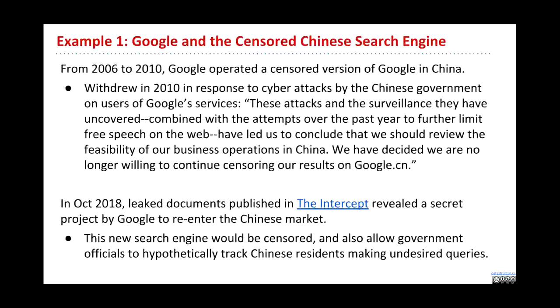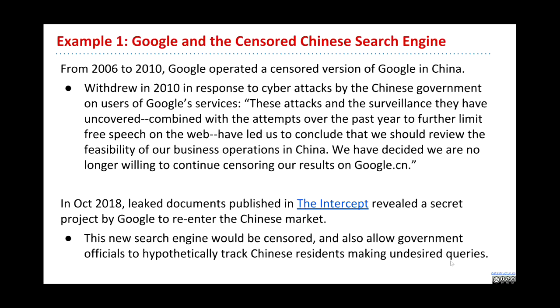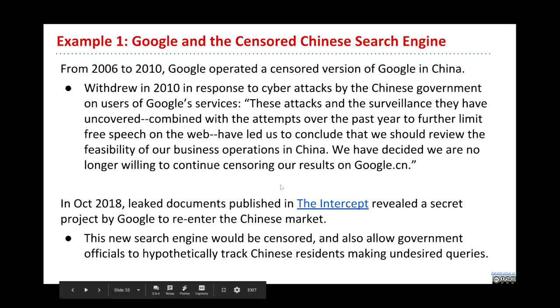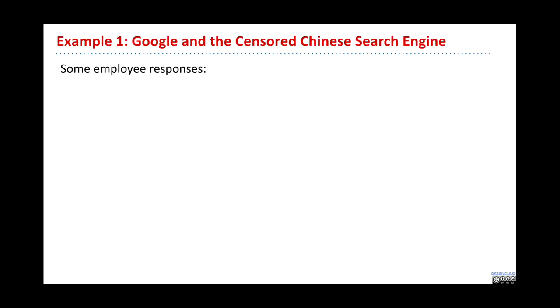Now, in October 2018, The Intercept published documents about a secret project to re-enter China and introduce a censored search engine that would allow the Chinese government to hypothetically track residents making queries that were not good. Now, in the United States, at least, I'd say that there's more or less a strong consensus that this is not reasonable, but you may differ, particularly if you're from China. And so there were some employee responses.